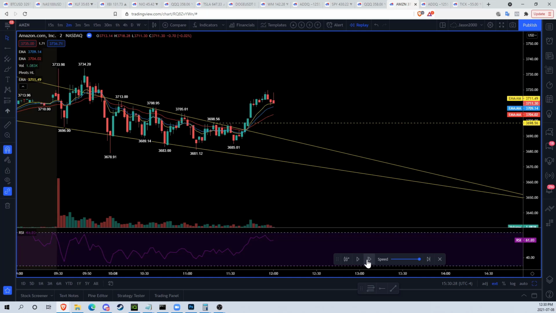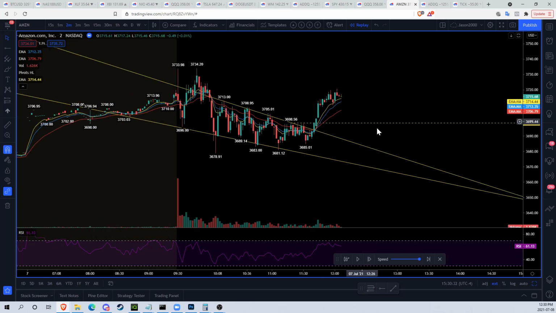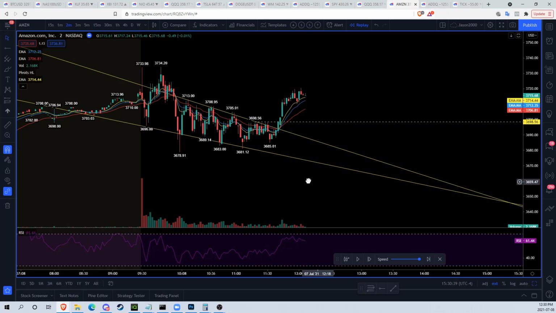And Amazon's been on a real tear anyway. So nice to see that beautiful setup follow through. I know we faded out a little bit over the rest of the day, but a beautiful day trade example of using market internals on both QQQ and Amazon.